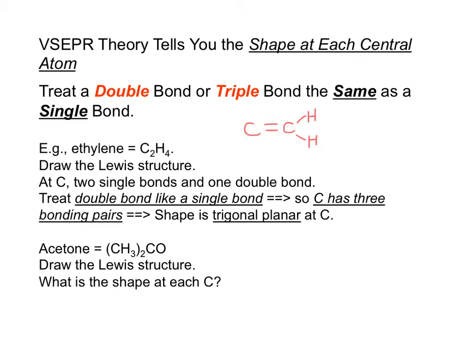Let's do an example with ethylene. At each carbon, there's two single bonds and one double bond. Treat the double bond like a single bond. A double bond has two bonding pairs treated as having one bonding pair. So each carbon has three bonding pairs, therefore the shape is trigonal planar. Now it's your turn. Stop the video, draw the Lewis structure of acetone, and determine the shape at each carbon.